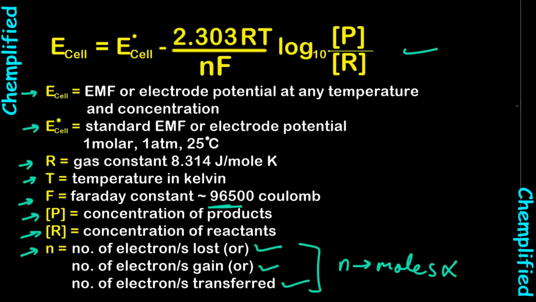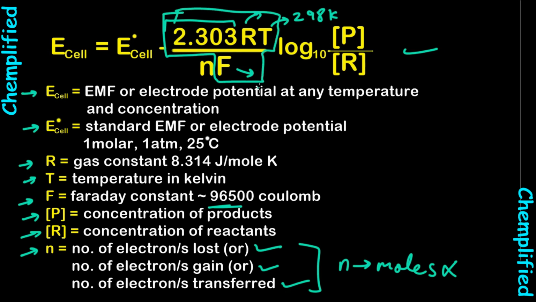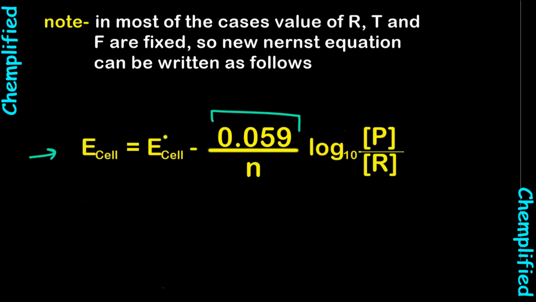In the original equation, you can see that 2.303 is a constant value. R is a constant, temperature is a constant if we are taking 298 Kelvin, and F is also a constant. When you multiply and divide all these terms, you will get a particular value which is approximately 0.059, right? So we are using this value in place of 2.303 RT by nF. Now, understood? I hope you understood how we reached this particular conclusion.